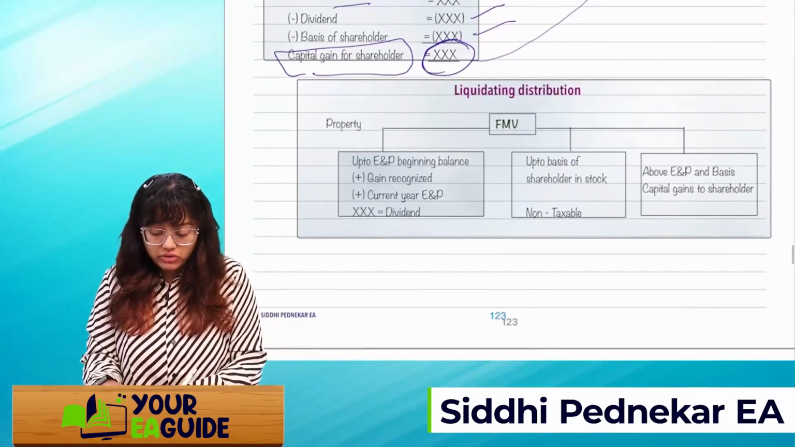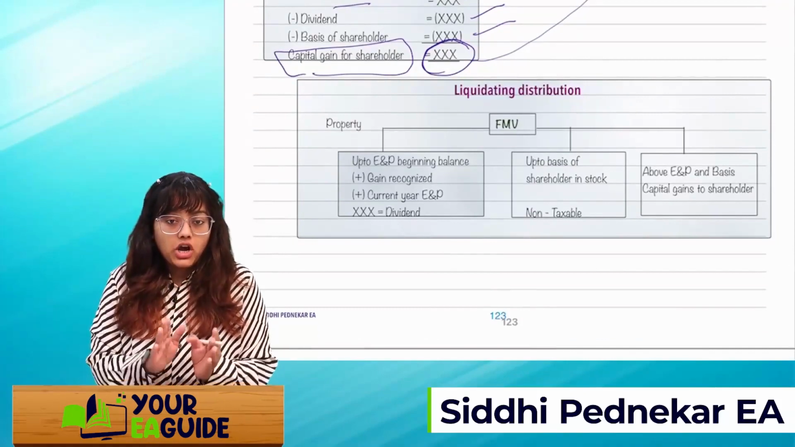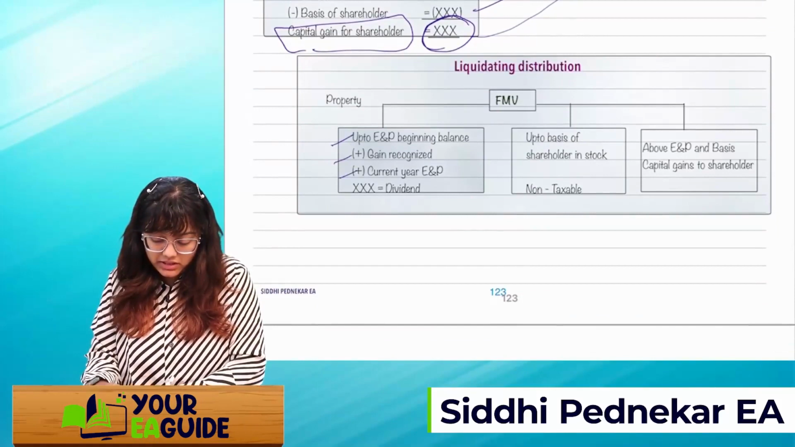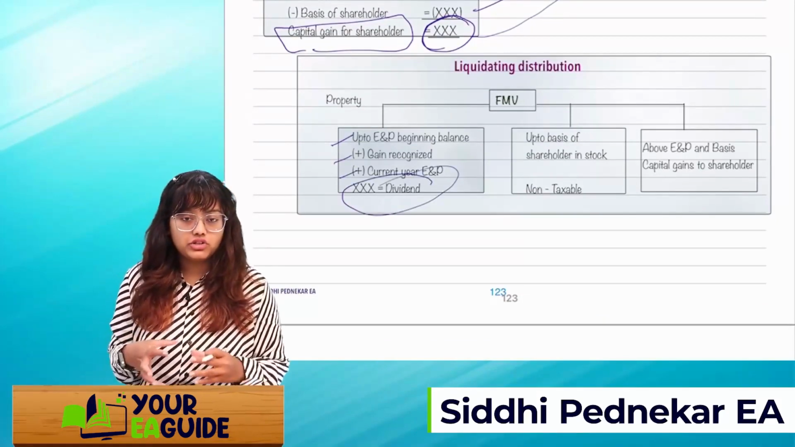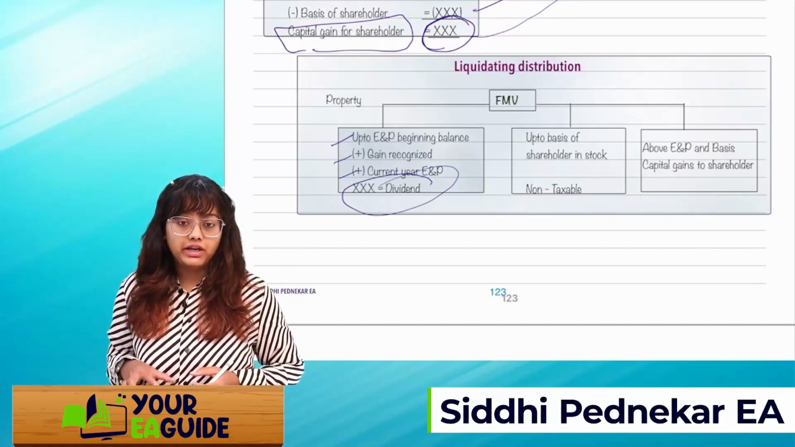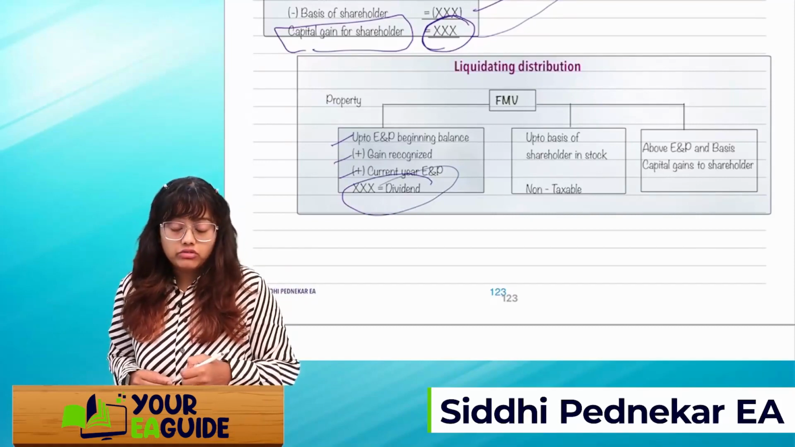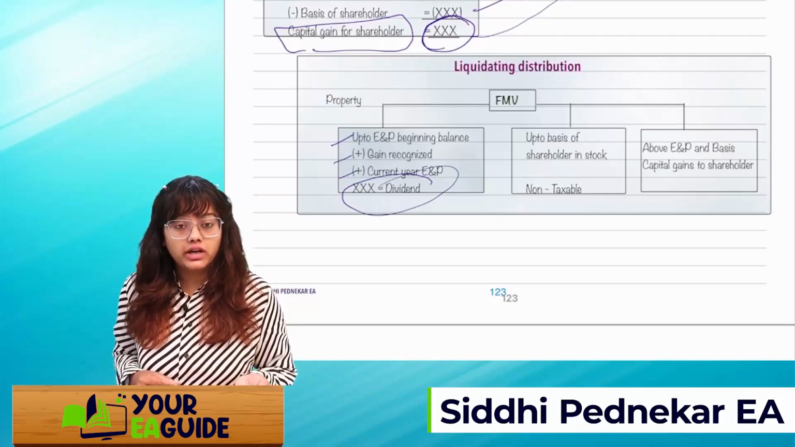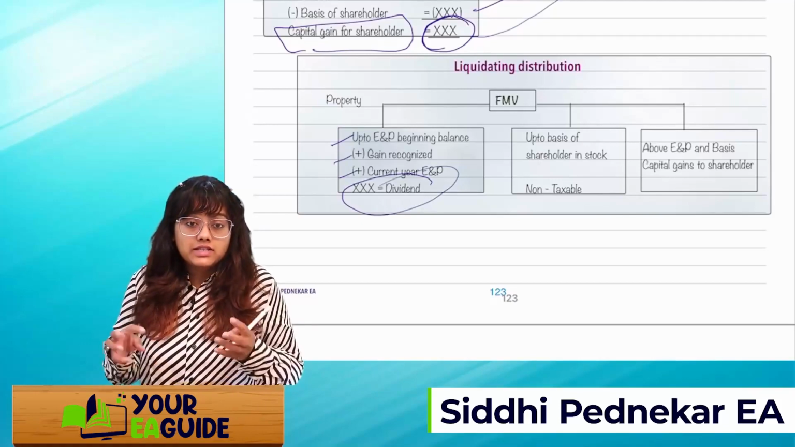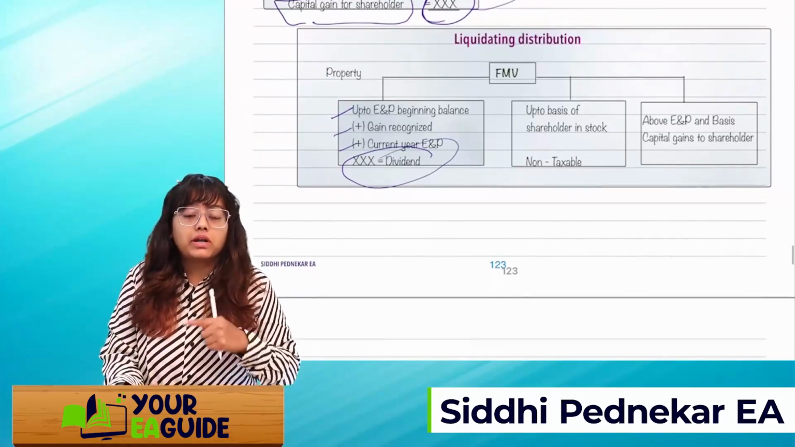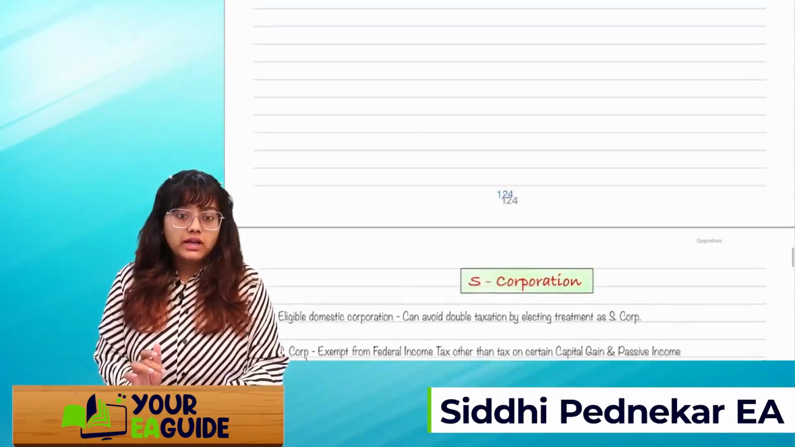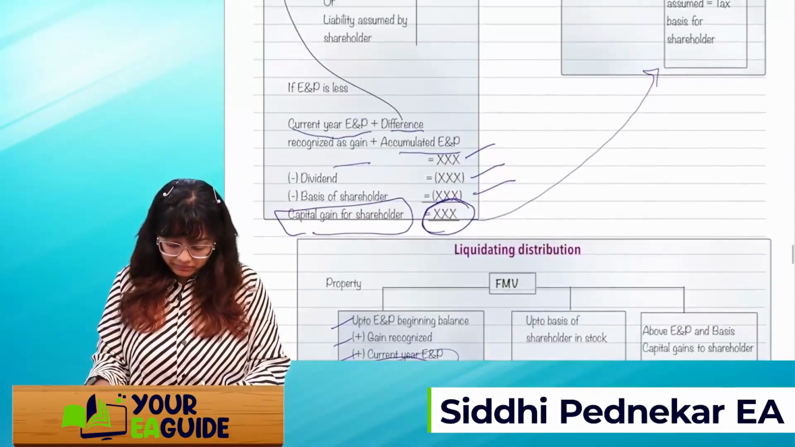Then you will take the FMV of the property up to the ENP, right? Beginning ENP plus gain recognized plus current year ENP, up to the whole amount which is still there in the company, that will be considered as a dividend. Okay, then over and above this, whatever you get up to your basis will be non-taxable. So if you are getting more, then above that amount it will be a capital gain. Okay, so that's it for the corporation chapter.